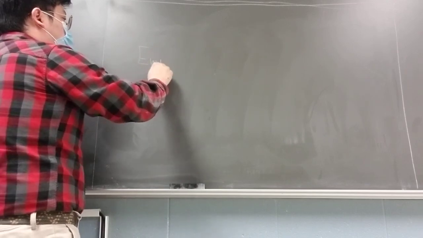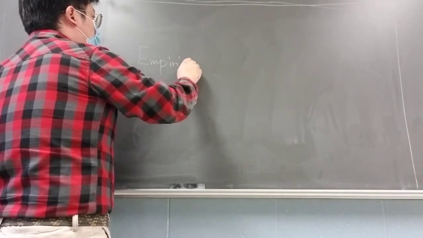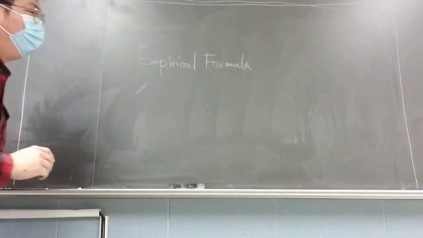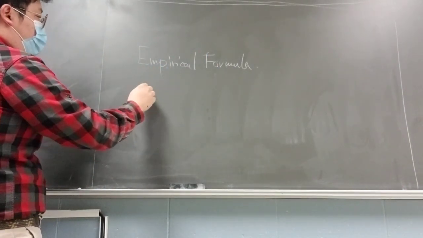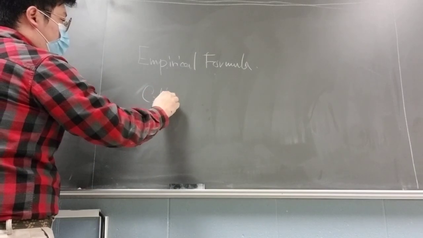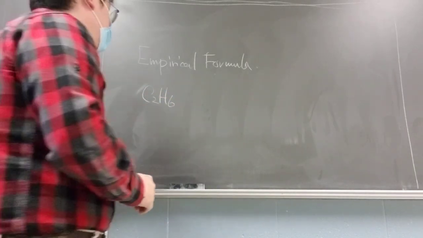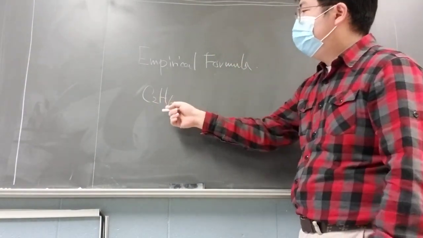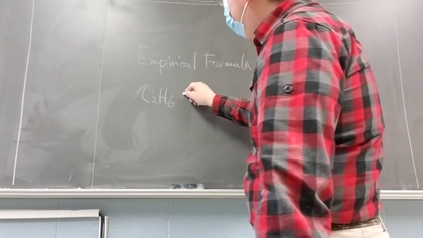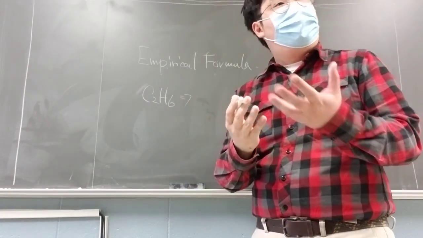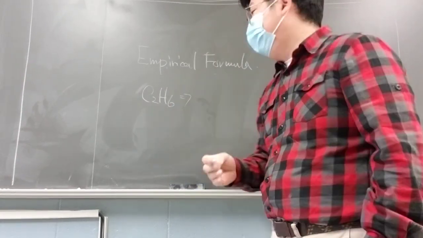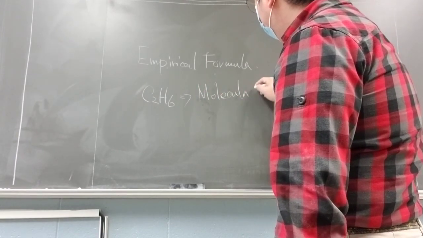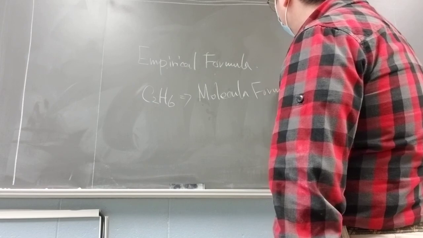So this is also what we did before. Empirical formula simply is like this. If you have C2H6, you just need to find the common multiple to divide those two numbers. So this is actually telling you how many carbons and hydrogens you have in that compound. So we call this the molecular formula, I'm sorry, molecular formula.